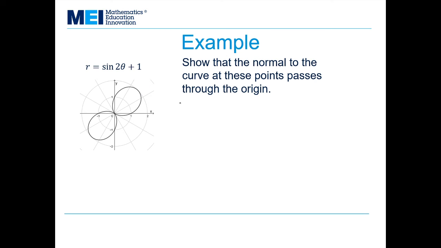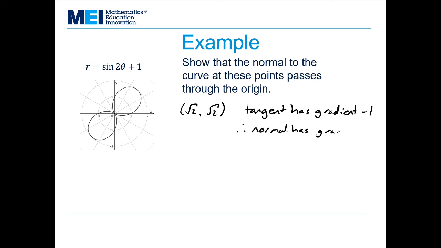So now that I know everything that I need to finish the question off, I know that I'm considering the point where x equals root 2 and y equals root 2. I know that the tangent has gradient -1 because my computer algebra system just told me that. And that means that I know that the normal has gradient of -1 over -1, which is just 1.